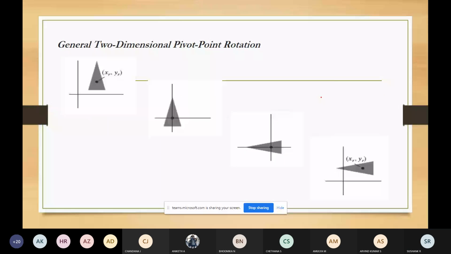So after this, you are rotating. It is like how you can do the rotation at a specific point. So you want to know, in this example, you want to rotate this triangle about this point called XR, YR. So for that, what operations do you have to do? You know that you have studied the rotation with respect to the origin.